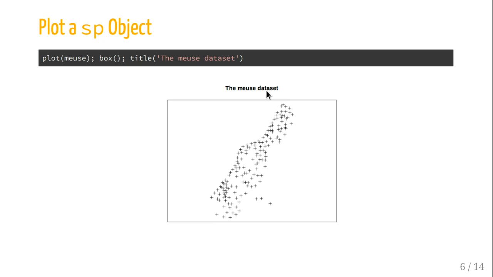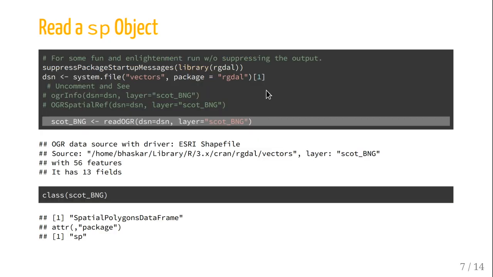So plot is really flexible that way. I just put a box around it and gave it a title. That's like the simplest way of plotting SP data. And you can clearly see that there are points over there. Not really that interesting, but you know how to work with that. So that was basically reading a data frame and converting it into an SP object.